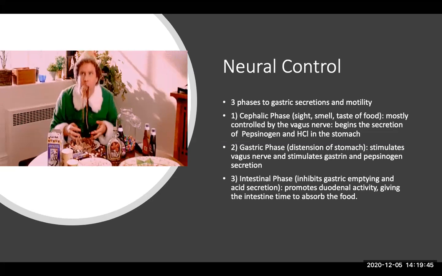Neural control: you have 3 phases to gastric secretions and motility: the cephalic phase, the gastric phase, and the intestinal phase. The cephalic phase is initiated by sight, smell, and taste of food, controlled by the vagus nerve, and will begin secretion of pepsinogen and hydrochloric acid in the stomach. The gastric phase is when the stomach is stretched, which will stimulate the vagus nerve and stimulates gastrin and pepsinogen secretion. And the intestinal phase inhibits gastric emptying and acid secretion. It promotes duodenal activity, giving the intestine time to absorb the food.